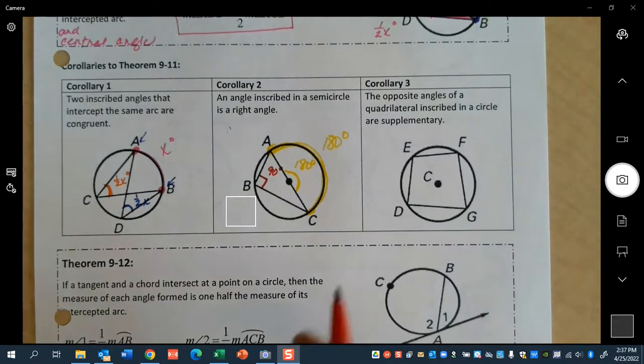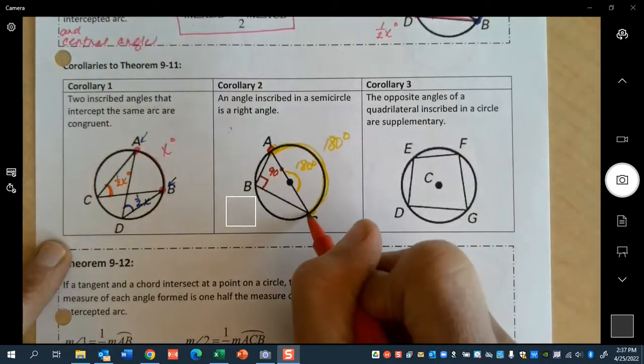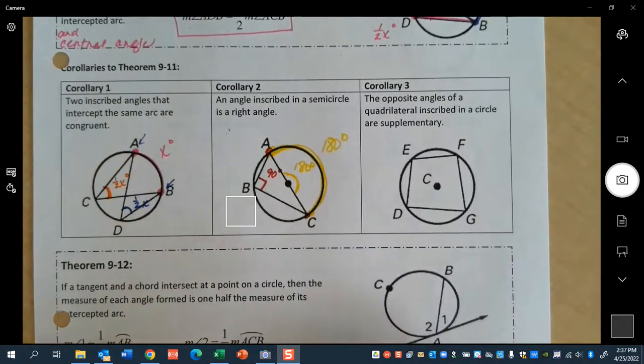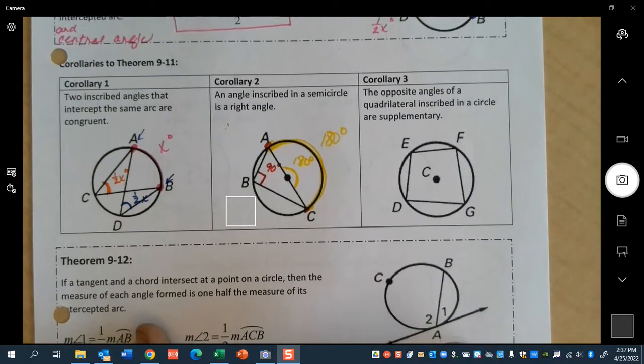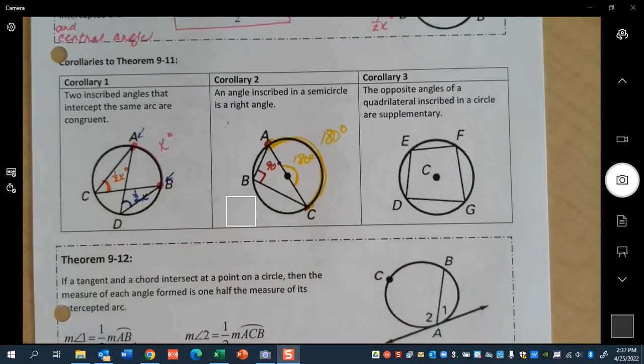Because its chords intercept that semicircle. So this right angle, and again, get ready for the Pythagoras problems. Get ready for the Pythagorean theorem. a squared plus b squared is c squared. There's more right angles coming at us. Hey, this next one's kind of cool. Are you ready?